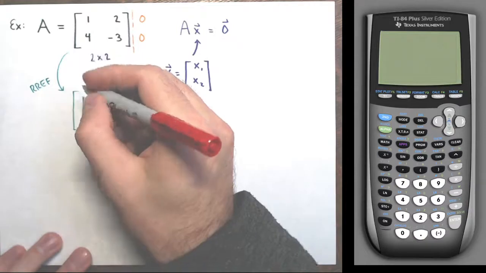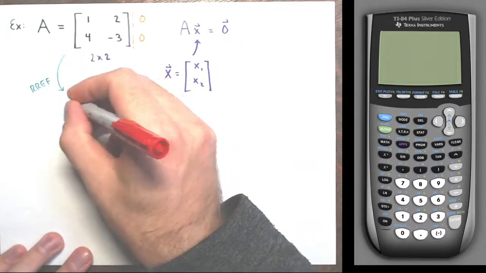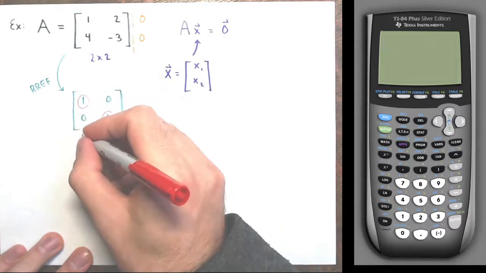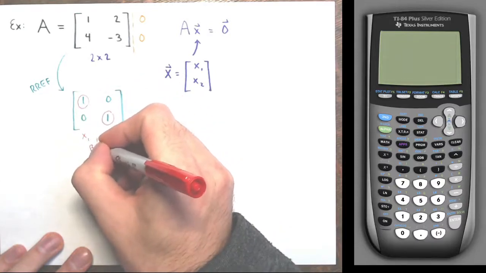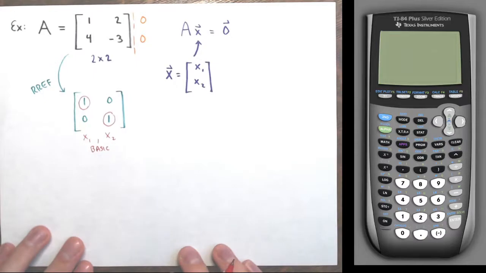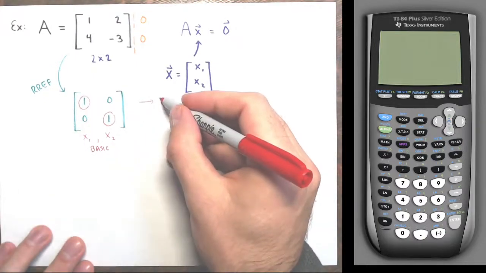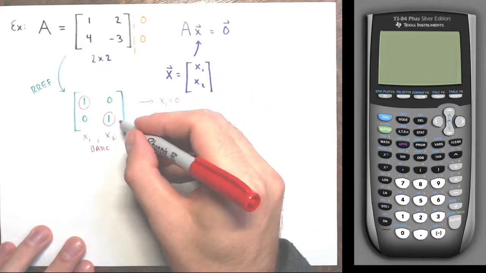And look at the pivots. Lead 1 there, lead 1 there in the rows. So there's a pivot in the first column, pivot in the second column. X1 and X2 are both basic. You can't just let X1 and X2 be any value you want. In fact, looking at the rows, the value of x1 must be 0, and the second row here, the value of x2 must be 0.